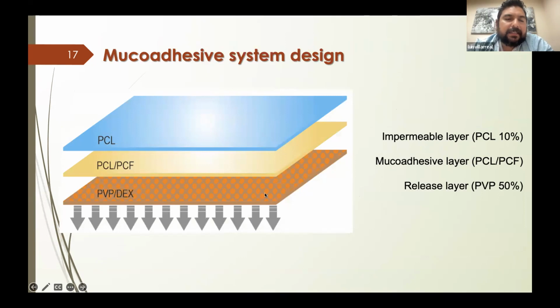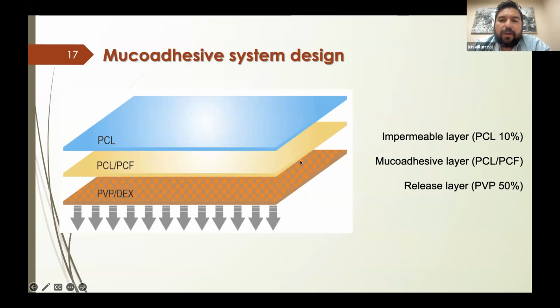Here is the system that I will describe today. This multi-layer system has the polycaprolactone layer at the outside, the external part of the system. This is impermeable and has very good mechanical properties. We prepare the polycaprolactone nanofibers at 10%, with respect to the solvent.